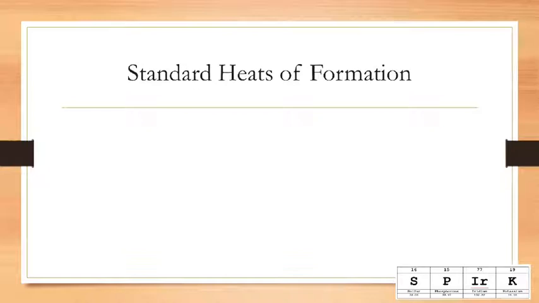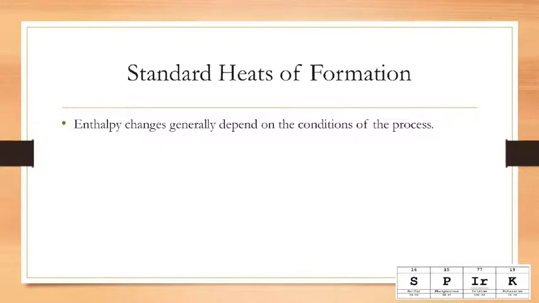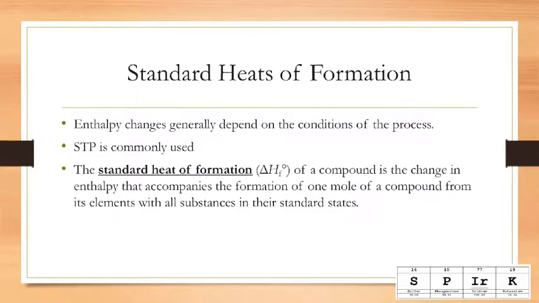So now we're going to talk about standard heats of formation. Enthalpy changes generally depend on the condition of the process. STP is commonly used, and the standard heat of formation, or delta H subscript F, with a superscript like 0 or like a degree sign, but what that means is standard, of a compound.